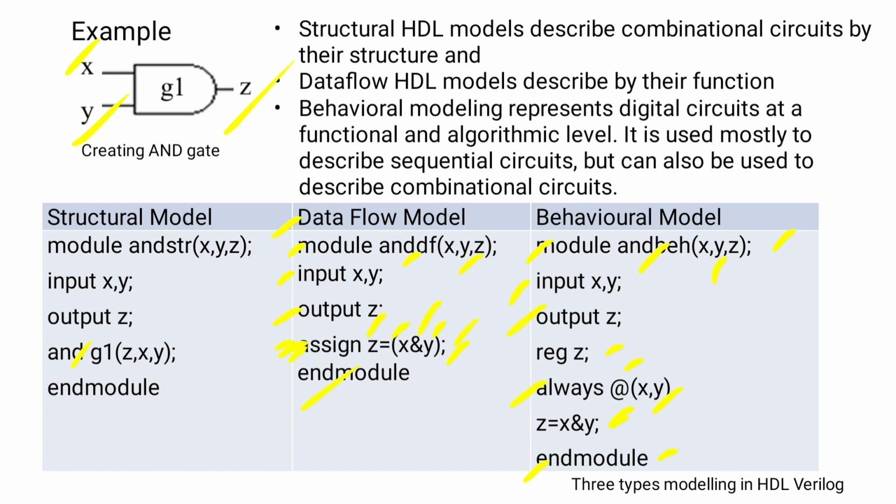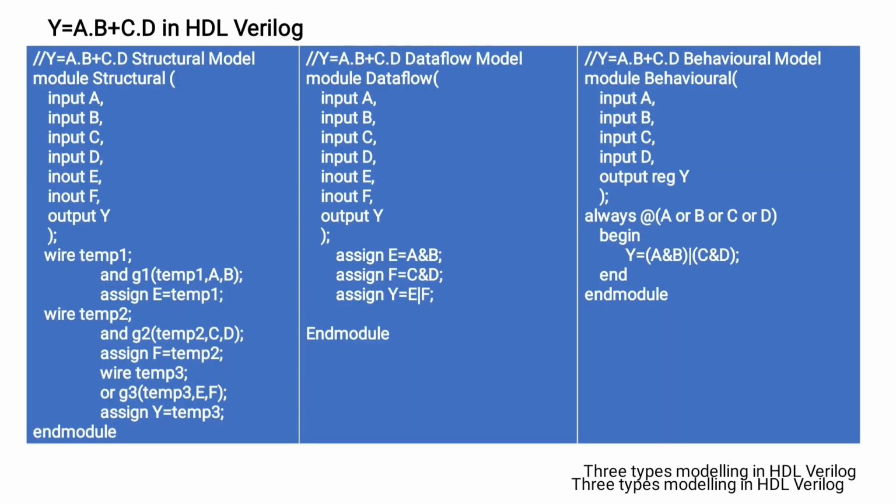That is the simplest, one AND gate is taken here. So next, if we take another simple circuit, that is Y equal to AB plus CD. So A ANDed with B is logically ORed with C ANDed with D. So Y is this. In the structural model, data flow model and behavioral model, the program is written to implement Y equal to A and B logically OR with C and D.